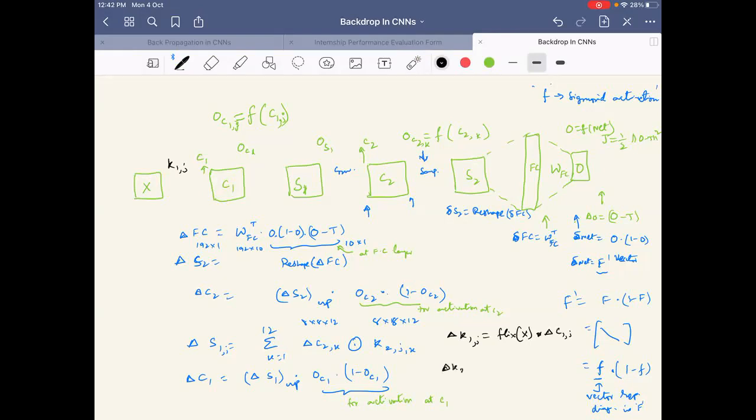Similarly, delta K2 comma J comma K. In the convolution layer, if you want to update it, it is the flip of the input, that is flip of S1 comma Z, convolved with delta C2 comma K. That's all. Fine.